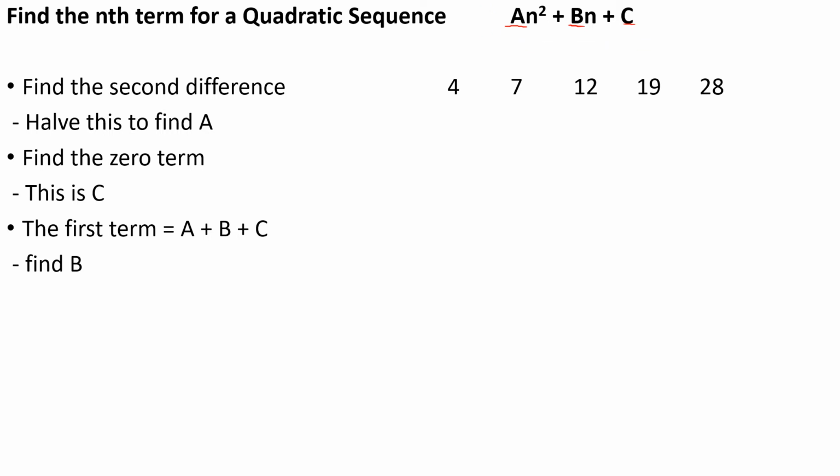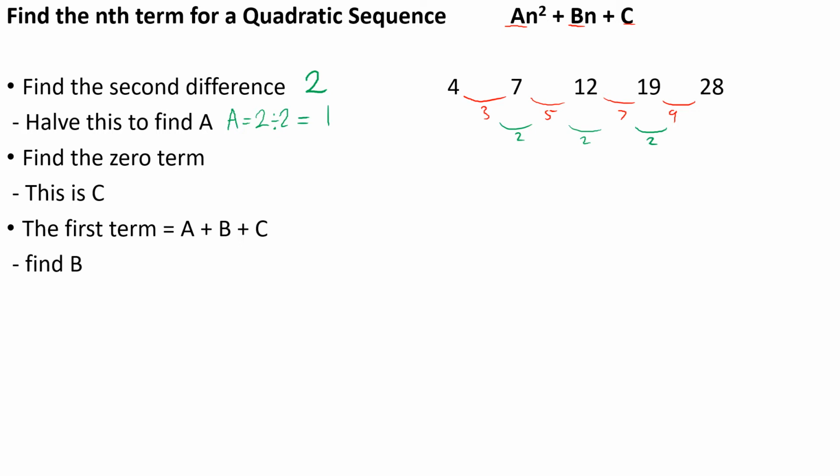Okay. So first step, find the second difference. So we just talked about that. That's where we find the difference between the numbers, and then we find the second difference between them. So it goes up by 2. So in this example, our second difference is 2. Halve this to find a. So a is equal to 2 divided by 2. It's equal to 1. There we go. Step 1, done.